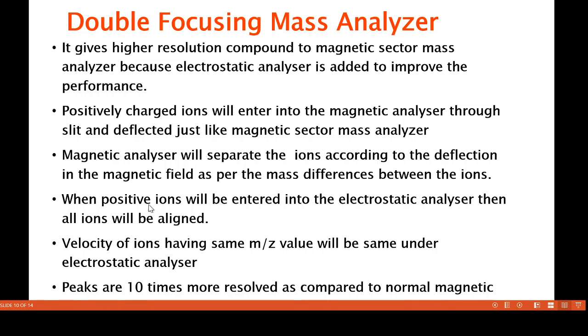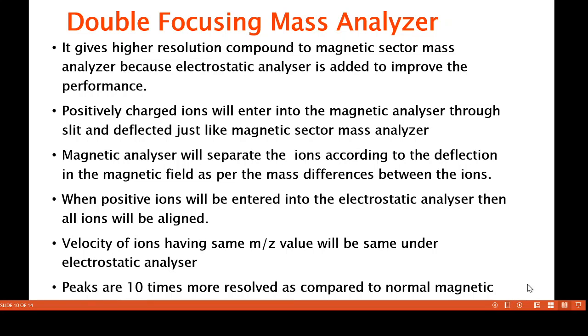Okay, when the positive ions enter the electrostatic analyzer, all ions will be aligned. That means when they enter the electrostatic analyzer, they come in the same line, all ions are aligned, and the velocity of ions having the same m/z value will be the same under the electrostatic analyzer. The peaks are 10 times more resolved as compared to the normal magnetic analyzer.